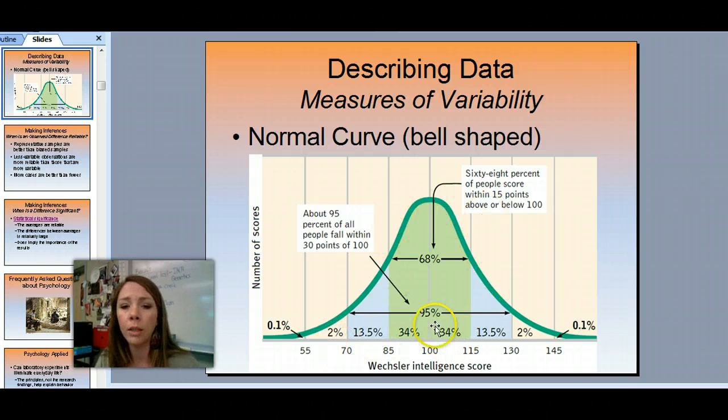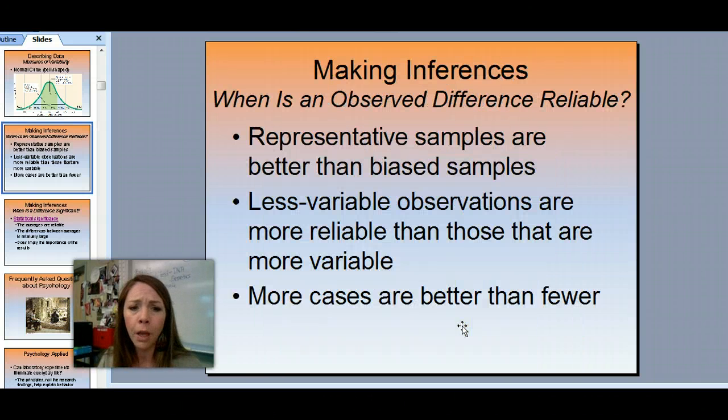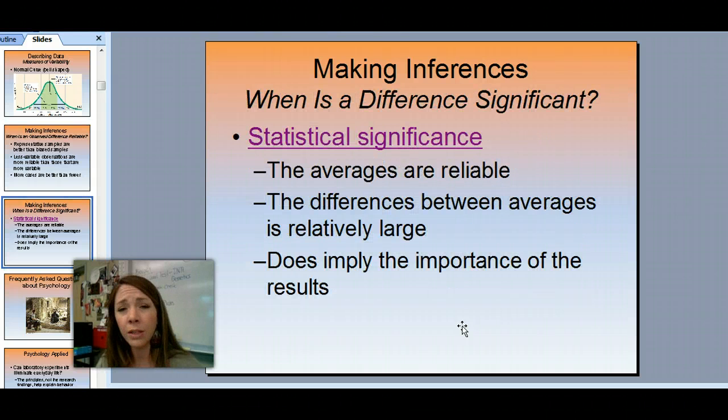We'll work on memorizing these numbers. You will perhaps have to draw this curve, so make sure you understand that, and we'll talk more about that Sunday before. Remember, then I can make inferences from my statistics. The more cases I have, the better. Remember, if it's statistically significant, that means that the averages are reliable and the differences are relatively large, and that does not imply the importance of the results, just that it's statistically significant.